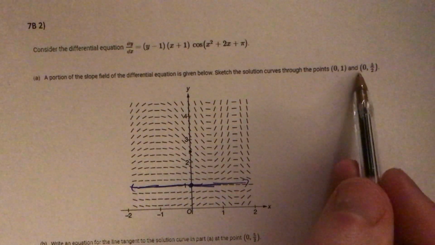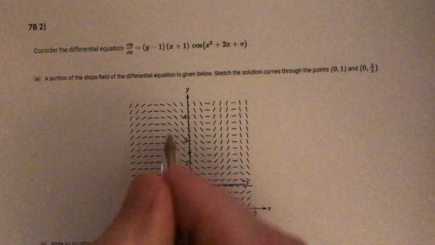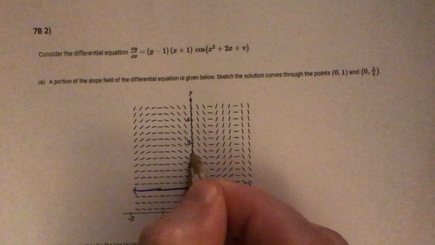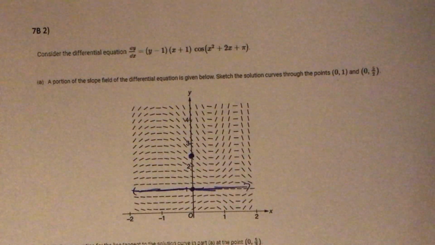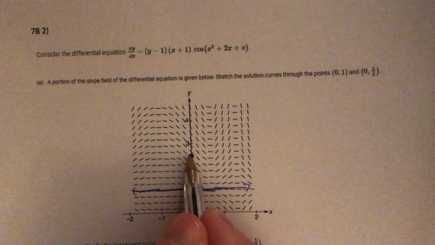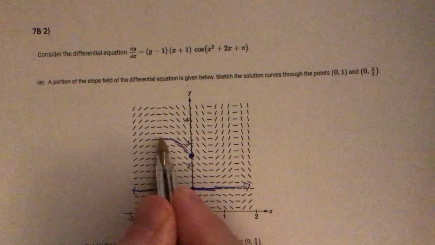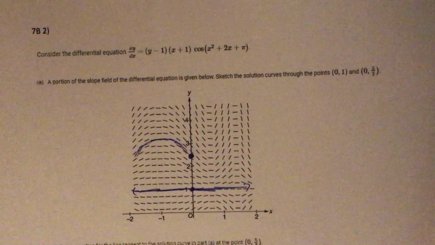Solution curve for 0, 5 over 2. Well, 5 over 2 is 2.5. They put the 2.5 dot there. You just have to now, from here, follow the curve. So just sketch as close as you can to those. So that's on the right side.